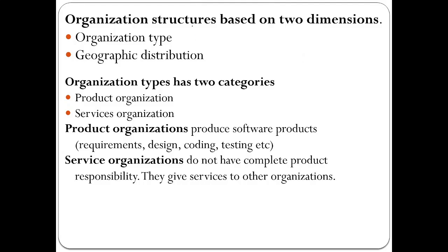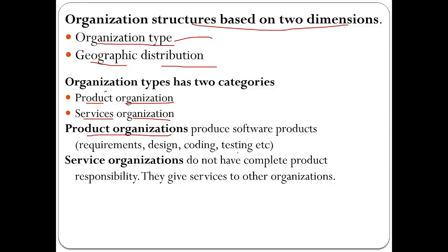Organization structures are based on two dimensions. One is organization type and another is geographic distribution. The organization type again has two categories, that is product organization and services organization. A product organization produces software products, covering requirements, design, coding, etc. That means the more focus will be on requirements, design, coding and testing.